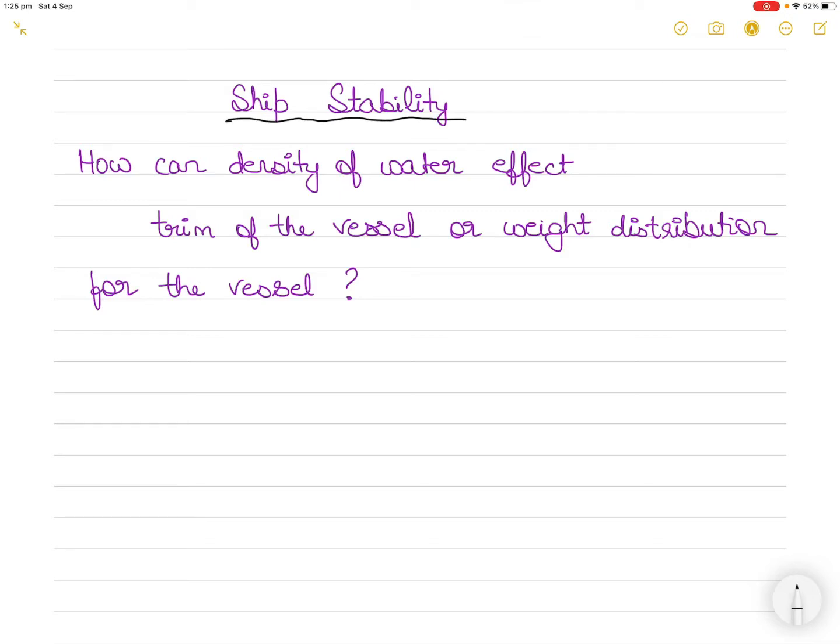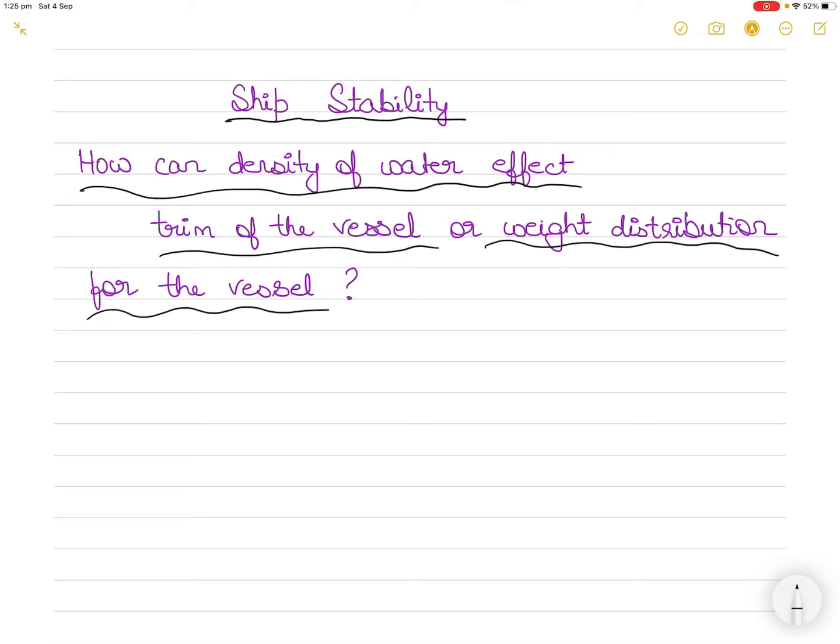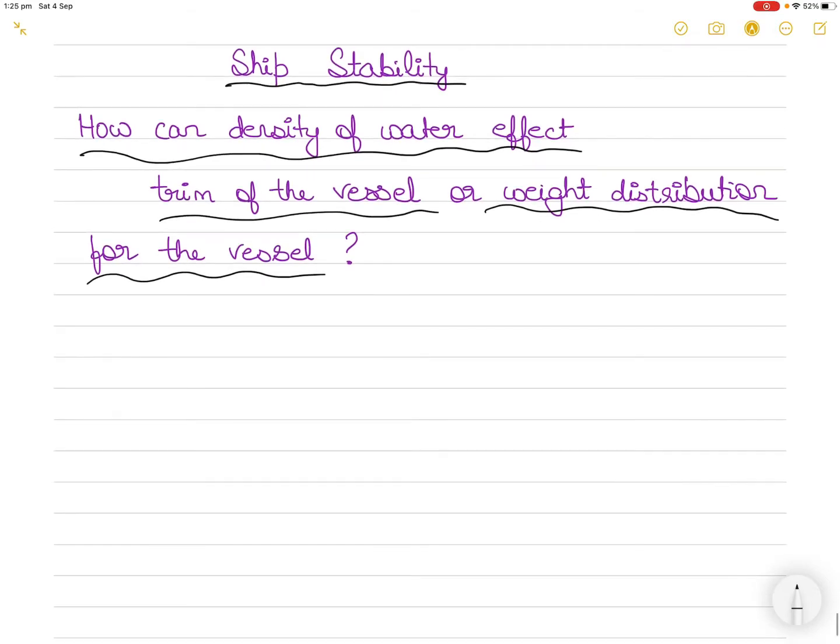In today's video, I am going to explain with an example how the density of water can affect the trim of the vessel or even the weight distribution for the vessel, which can affect a list further on. I'll tell you the reason why I'm making this video.